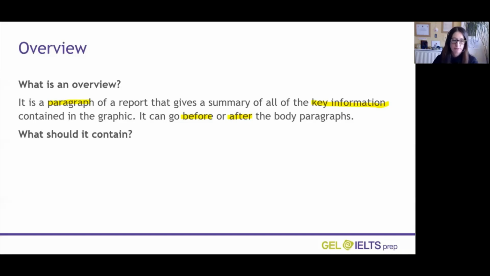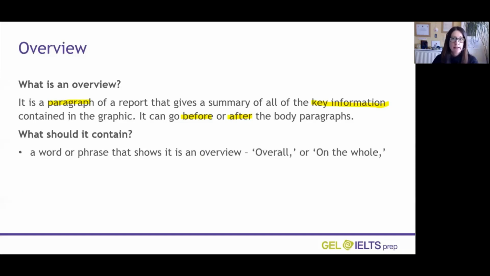So what should it contain? Usually we begin the overview paragraph with a word such as overall or on the whole, and this shows that what we're doing is providing that summary, that overview that is asked for. It needs to be a summary of the main features. So before you can write the overview, you have to have looked really carefully at the graphic that you're given and identified what those key features are so that you can write about them in your overview, and then the overview informs what you're going to write about in your body paragraph. We're going to be looking at identifying some key features in some different graphics a little later in this class.